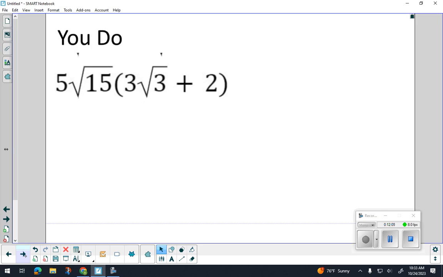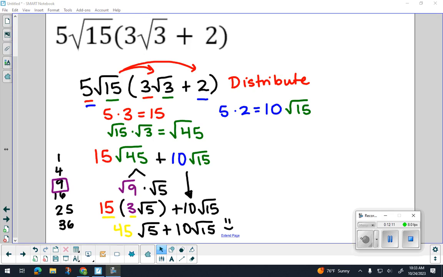So pause the video. Okay, so hopefully you paused the video because here you go, the answer, and don't just be taking my answers and you ain't trying. Okay. All right, so let's go over this a little bit. Anytime you see these parentheses multiply, so we got a monomial times a binomial, okay? And that means I need to distribute. So that means I'm going to be multiplying 5 square root of 15 times 3 square root of 3.